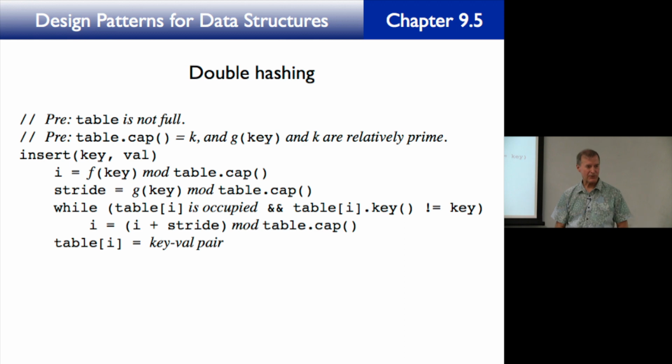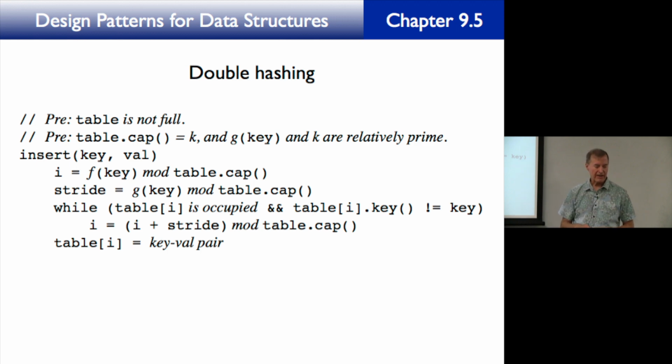No, right? So if they're relatively prime, and this is the situation, then here's how double hashing works. For insert key and val, i gets f of key mod table cap. So that part's the same. Now what we do is we use that secondary hash function to calculate what is called the stride.